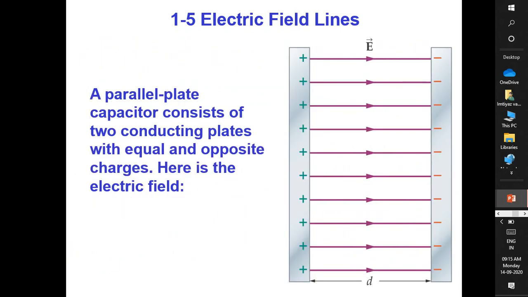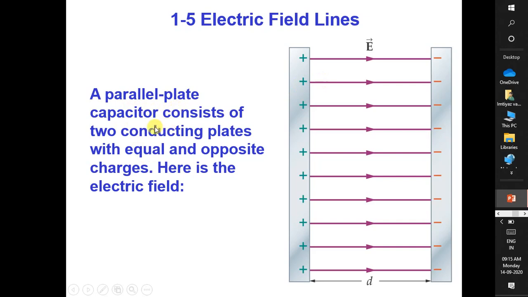See here, electric field lines. What will happen in this electric field line? We are considering a capacitor. This is a capacitor with the positive charge situated here, and the negative charge situated here. So there is the difference. This is the basic phenomenon.